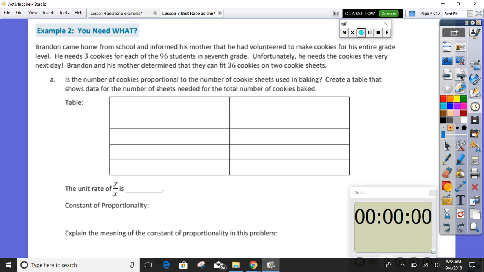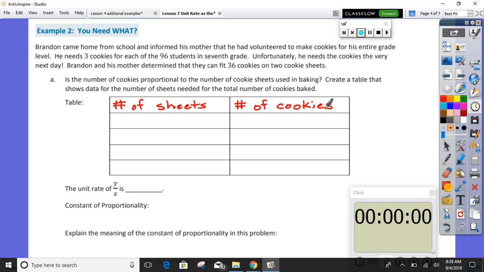So part A asks us if the number of cookies is proportional to the number of cookie sheets used in baking. Create a table that shows data for the number of sheets needed for the total number of cookies baked. I have a table up here. I'm going to recommend that you put the number sign, which doesn't just mean hashtag, it means number. That's what it meant way back when. Number of sheets. If you want to specifically say cookie sheets, you can. And over here, number of cookies.